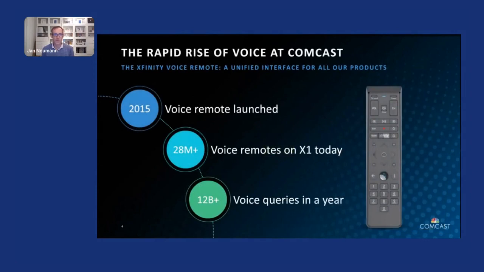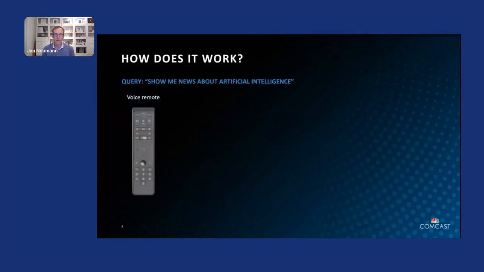So the voice remote was launched for Comcast in 2015. There are now about 28 million plus remotes in use just on our X1 system alone. And we're receiving about 12 billion plus voice queries from Comcast, Sky, as well as our syndication partners. So that is a lot of data that we need to analyze to improve the models that power the voice remote. But how does it actually work?